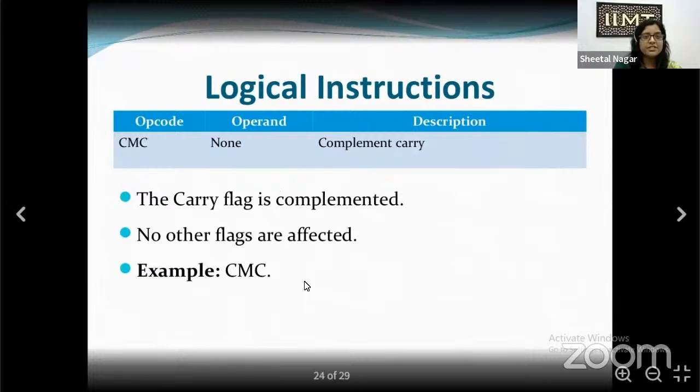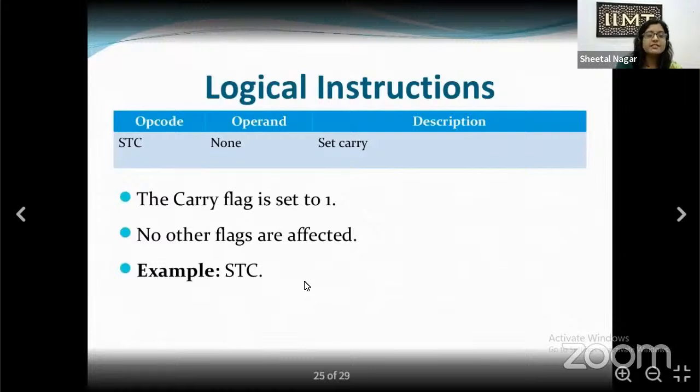Now CMC, complement the carry only. If we have to complement the carry flag only, we have a logical instruction, that is CMC. The carry flag is complemented, no other flags are affected by this instruction. Both CMA and CMC instructions are of 1 byte only.